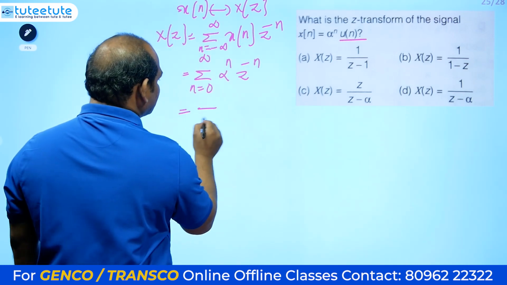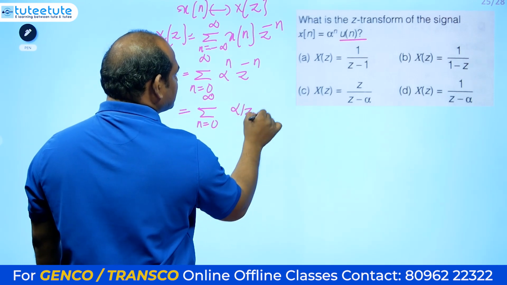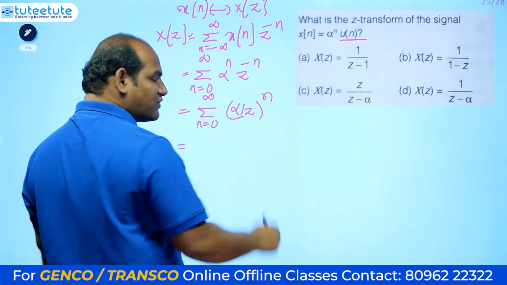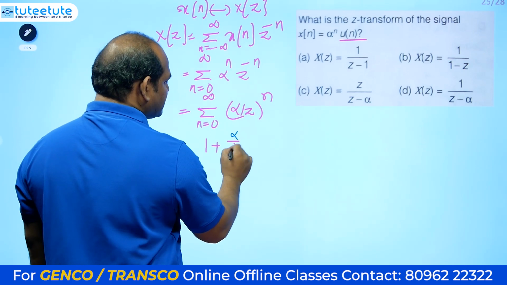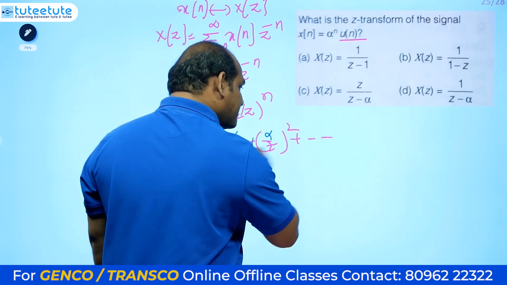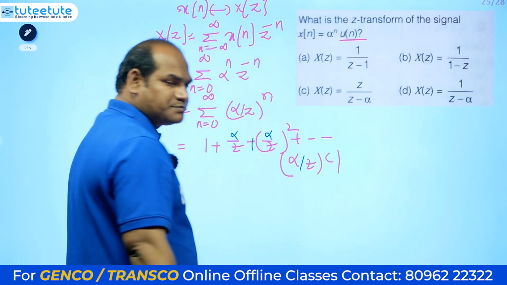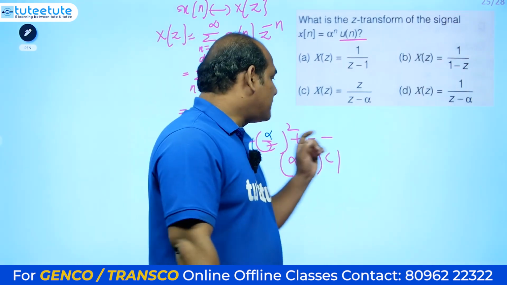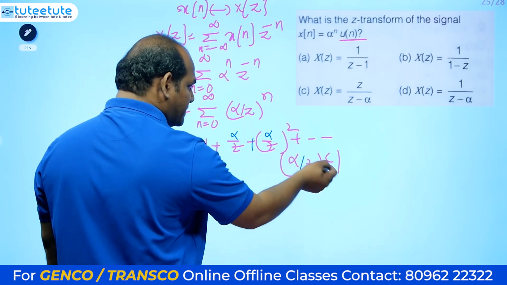So it is equal to sigma n equals 0 to infinity, and this can be written as alpha by z whole power n. Just expand this by taking different values of n. So n equals 0 gives 1, n equals 1 gives alpha by z, n equals 2 gives alpha by z square. Like this we can write. But this converges only when the common ratio alpha by z is less than 1. If you take it greater than 1, the value will keep increasing and go to infinity. It should converge, in the sense it should be less than 1. I am saying this because it is a GP.